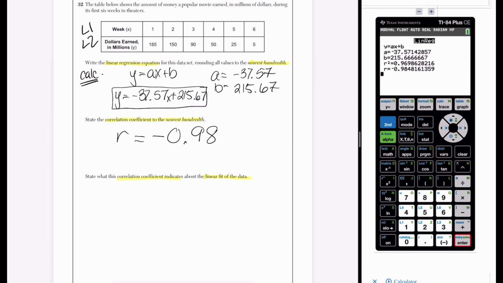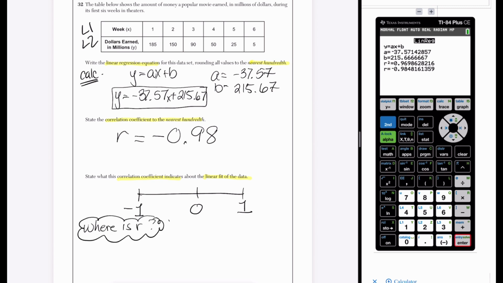And now we just have to state whether or not this is a strong or weak correlation. So here's what we're doing. We're looking at a number line. Here's 0, and we're going from negative 1 to 1. So what we're looking for is how close R is. I would ask the question, where is R? That's what I'm thinking in my head.